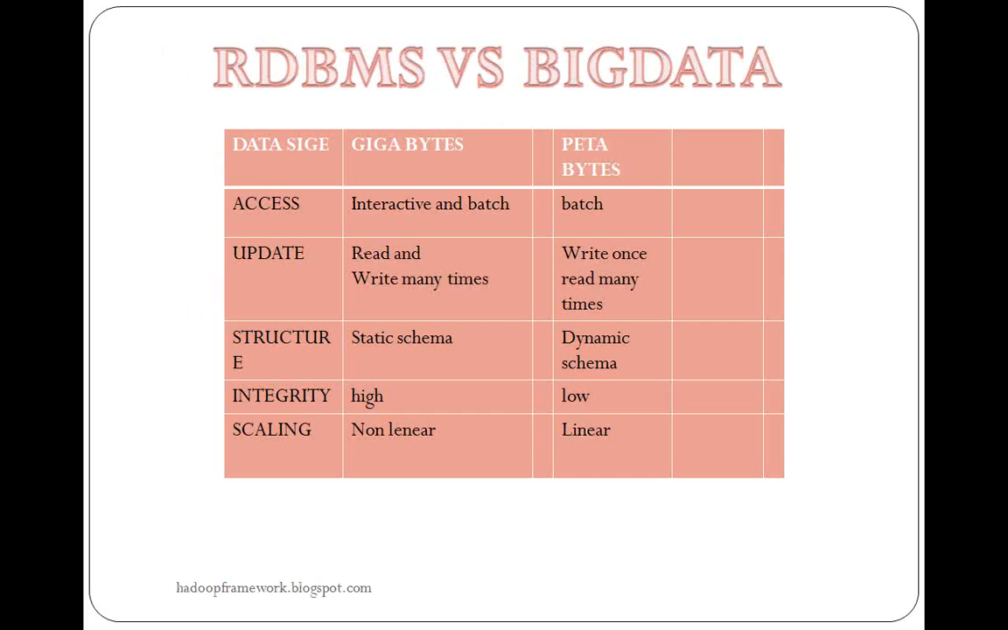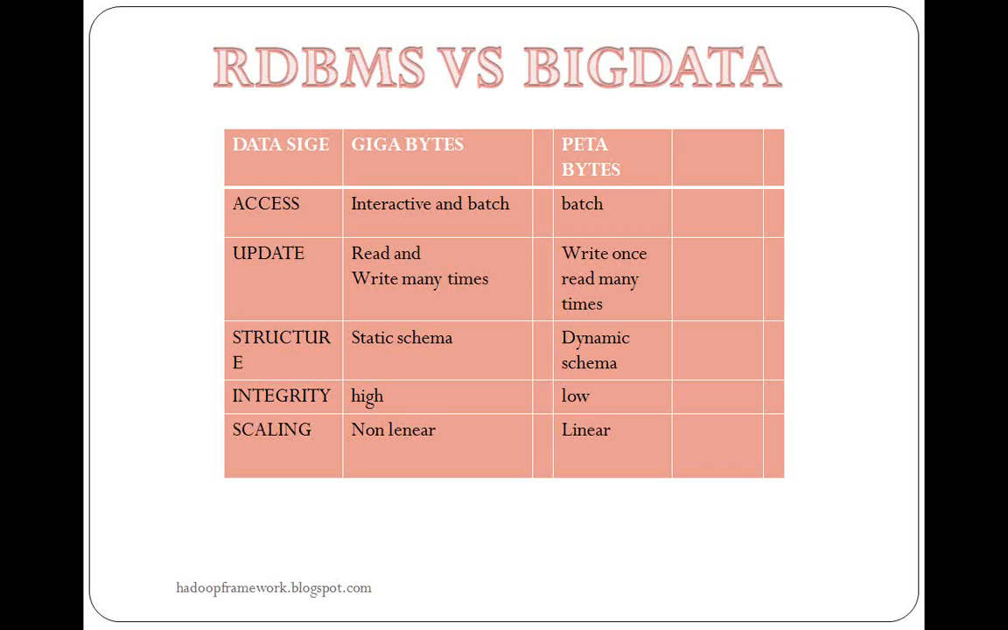Okay, we'll see the differences between RDBMS versus big data. In RDBMS, the data size is in gigabytes. In big data, we are working on petabytes of data. In RDBMS, we have interactive and batch processing. In big data, we have batch processing.